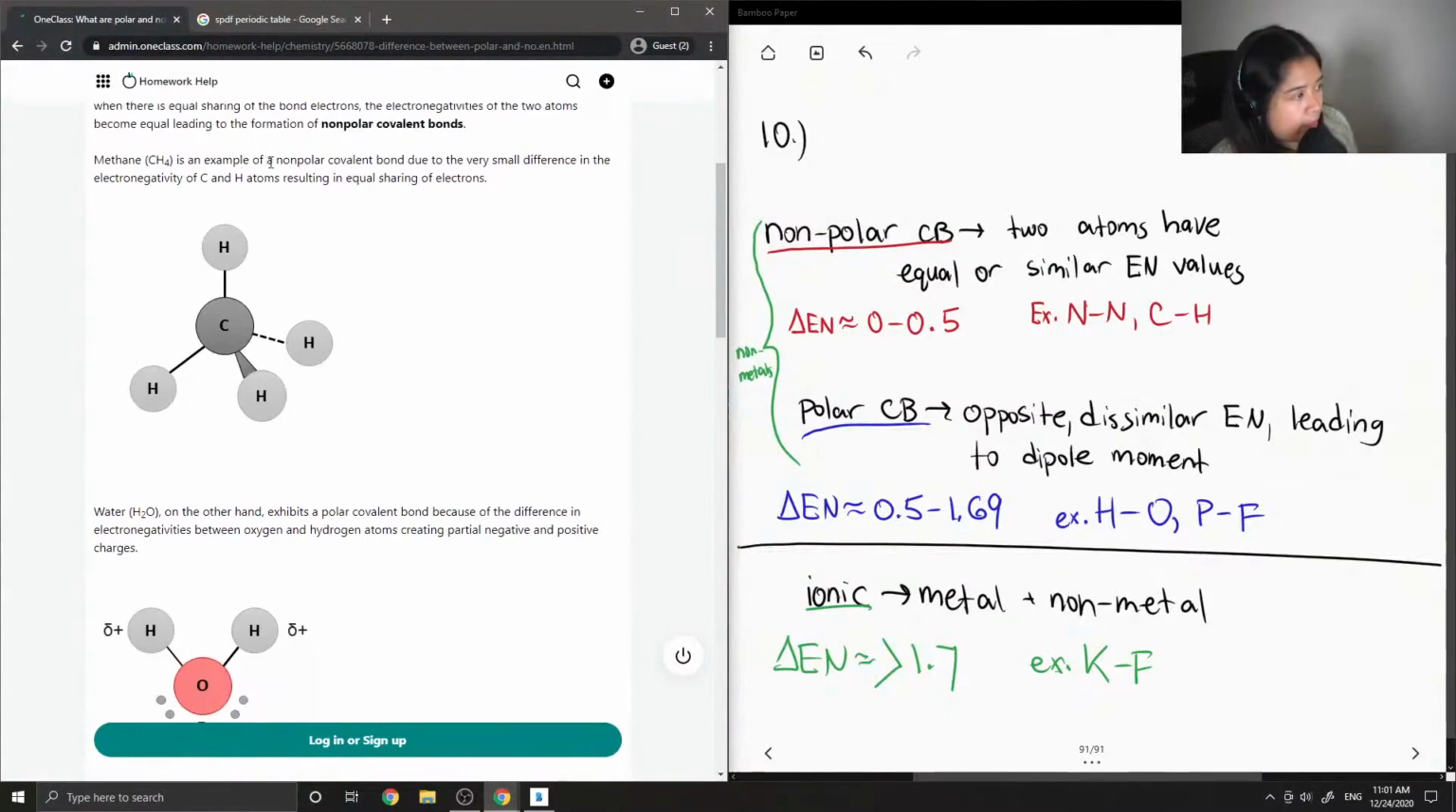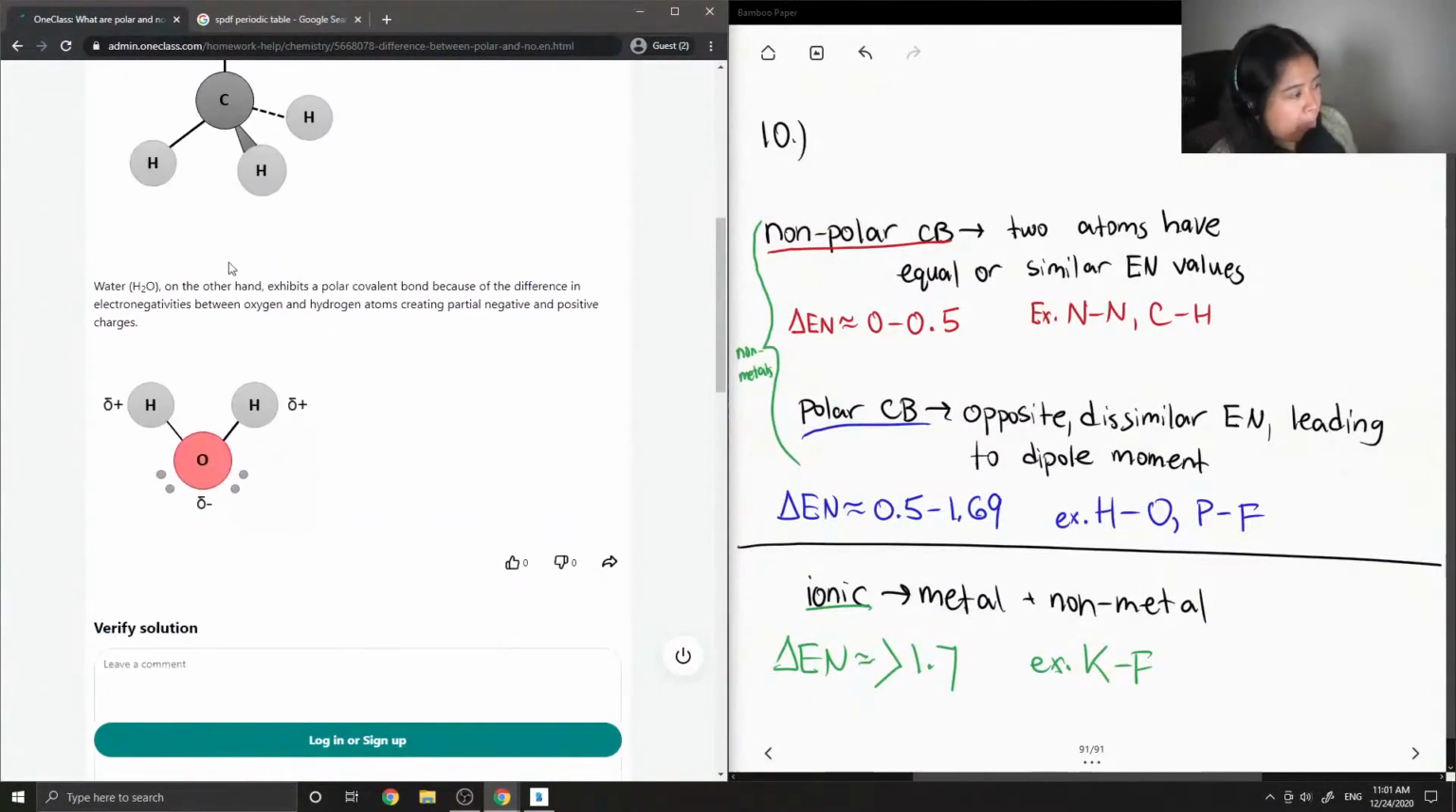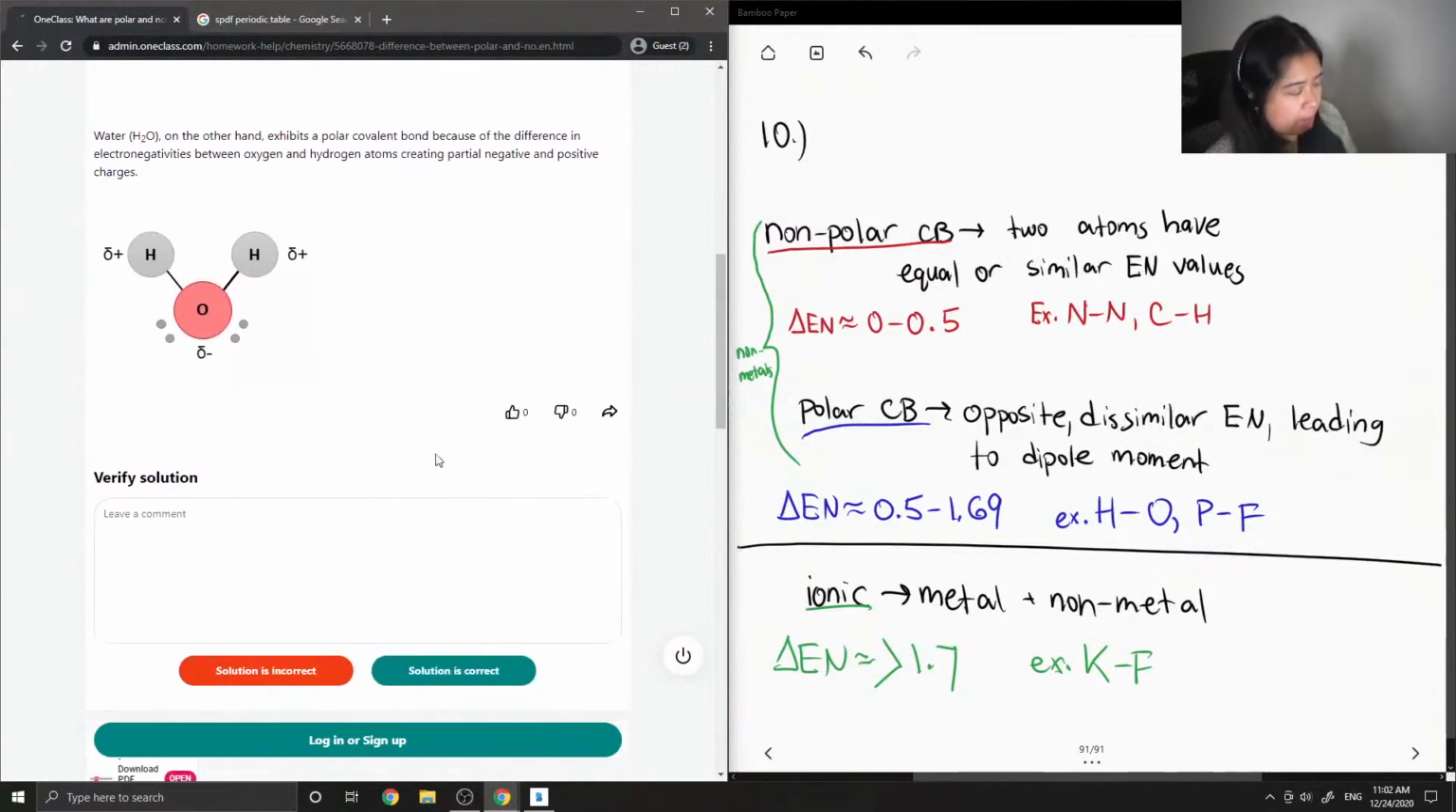Methane is an example of a nonpolar covalent bond due to the very small difference in the electronegativities of carbon and hydrogen. Water, on the other hand, exhibits a polar covalent bond because of the differences in electronegativities between oxygen and hydrogen, creating partial negative and positive charges. Yep, so this solution is correct.